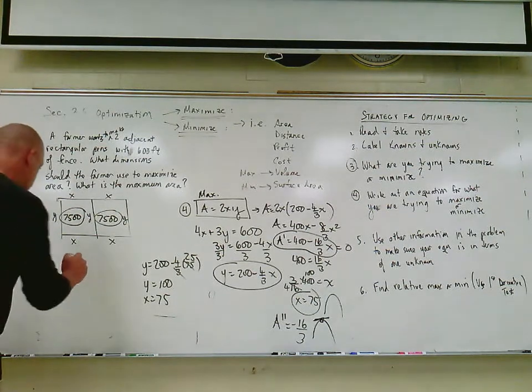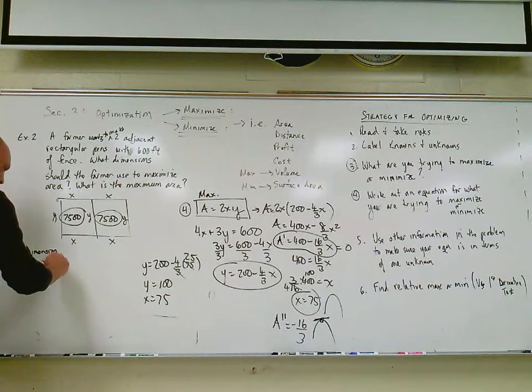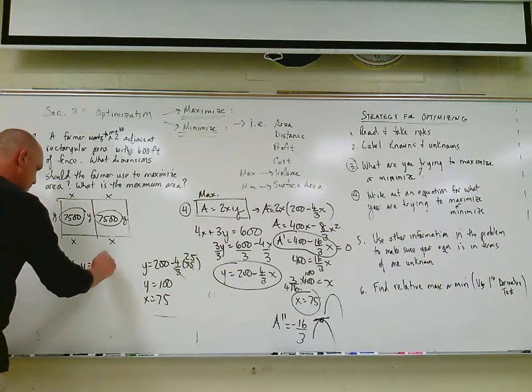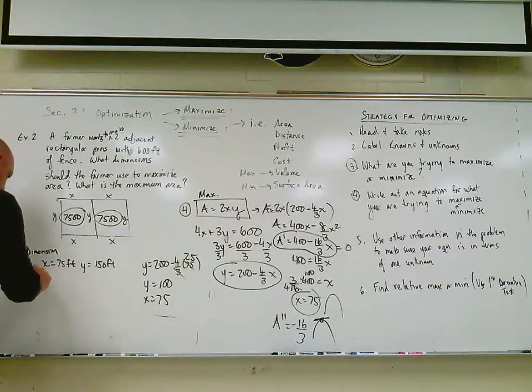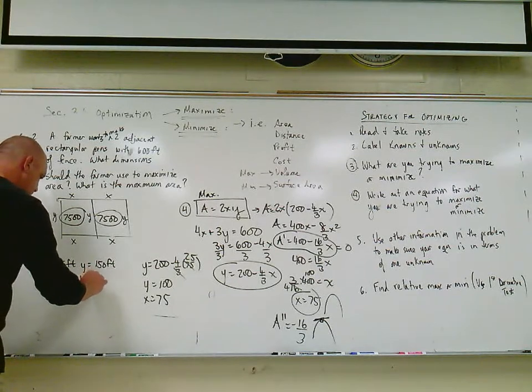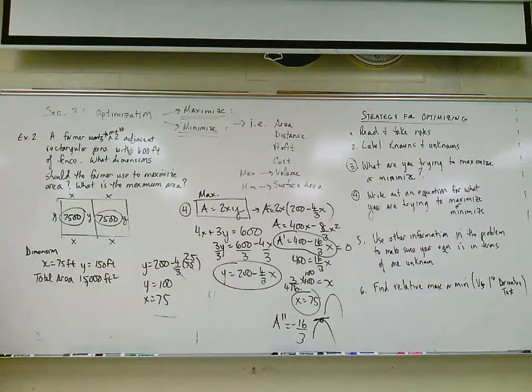So my dimensions, if I answer this: for one pen, x is 75 feet, y is 150 feet, and then that's for one. And then the total area is 15,000 square feet.